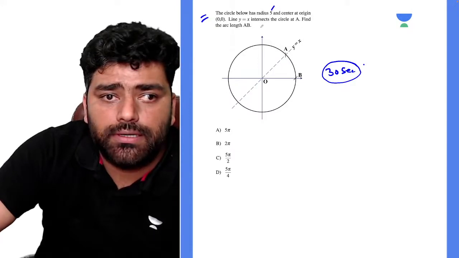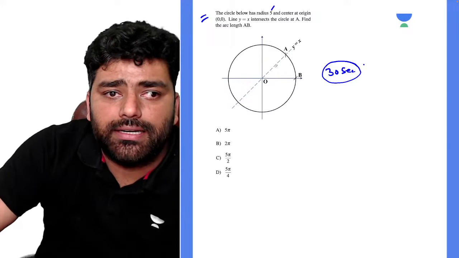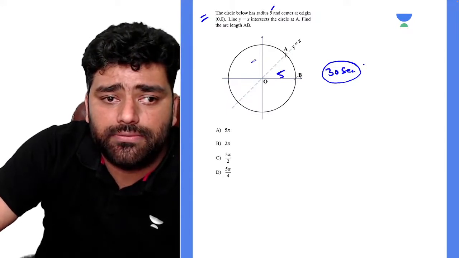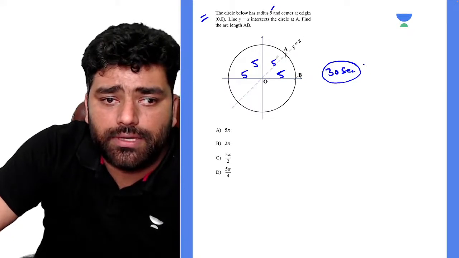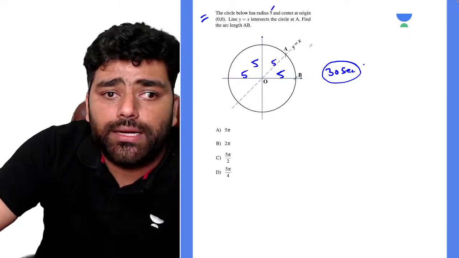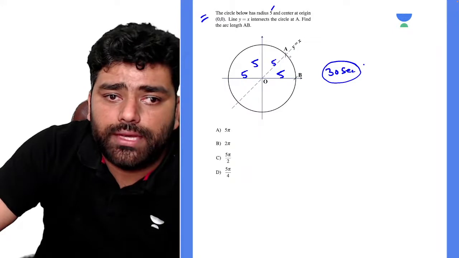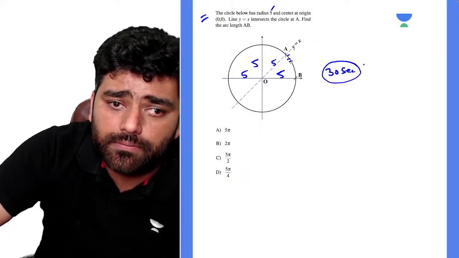Okay, so this is a very interesting question guys. We are given the radius as 5, so this is 5, this is 5, and this is as well 5. The line y is equal to x intersects the circle at A. What is the arc length of AB? Okay, what do you need to find? You need to find the arc length, this arc length.